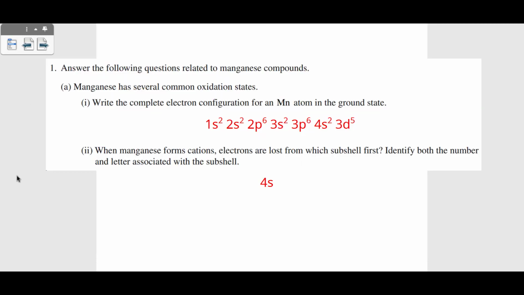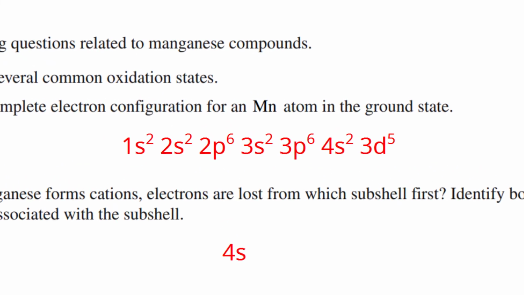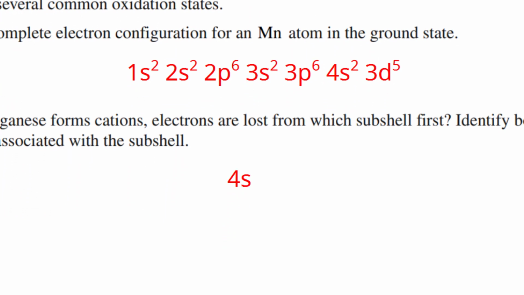And this question was all about manganese. You can see right away they ask for the complete electron configuration for a manganese atom in the ground state. That's 1s2, 2s2, 2p6, 3s2, 3p6, 4s2, 3d5, which means the manganese is going to lose 2 electrons normally. And you can see when manganese forms those cations, those electrons are going to be lost from which subshell, the 4s. That's why oftentimes manganese will be a positive 2 charge because it loses from the 4s before the 3d.